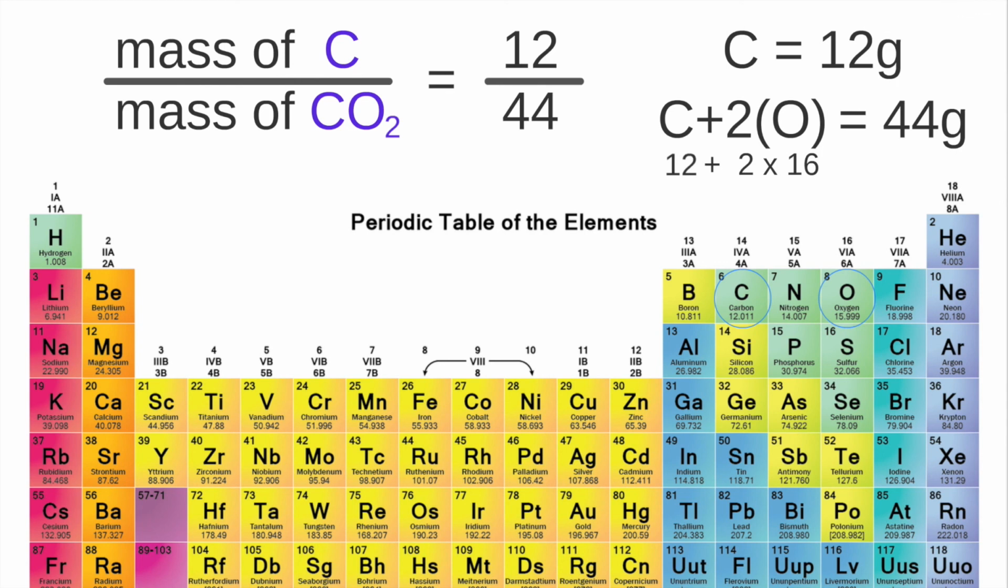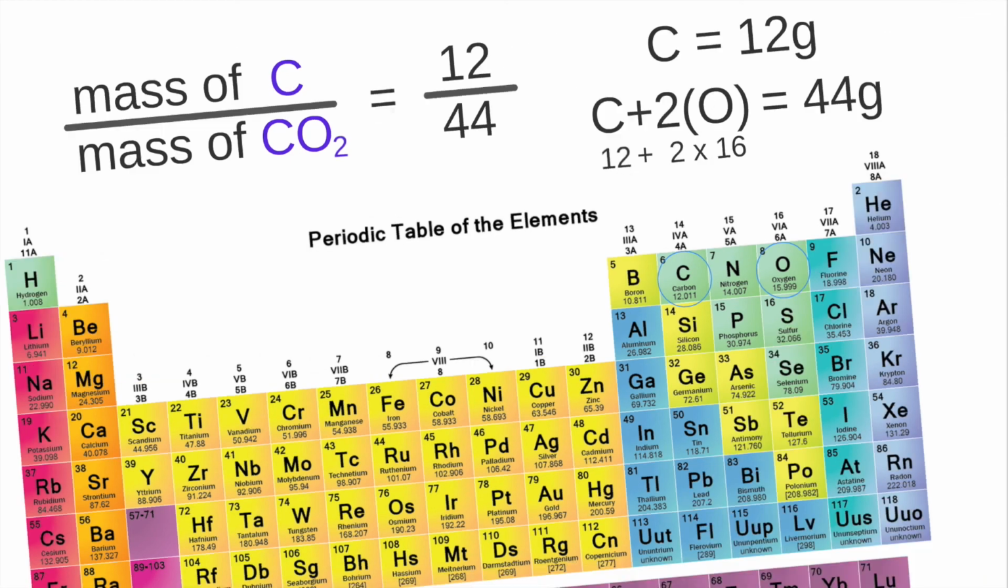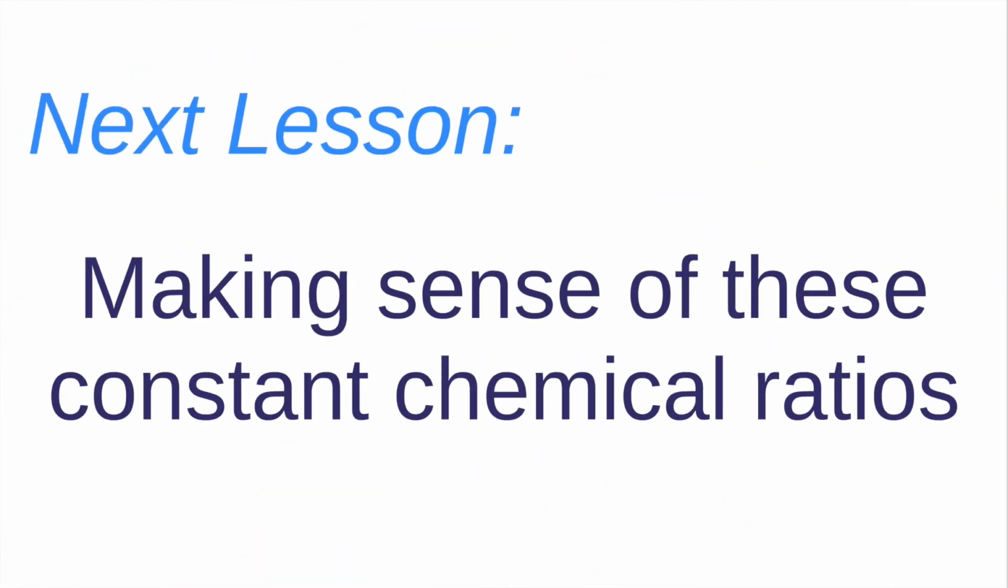Don't worry if this doesn't make perfect sense yet. We're just starting to get into the really difficult, interesting stuff, and we'll be practicing it a lot. But I do hope you understand the concept that elements combine in ratios, and we measure those ratios as we weigh their masses and their volumes. In the next lesson, we're going to be making more sense of these constant chemical ratios by looking at those chemical properties and seeing if we can even predict how the ratios will turn out.